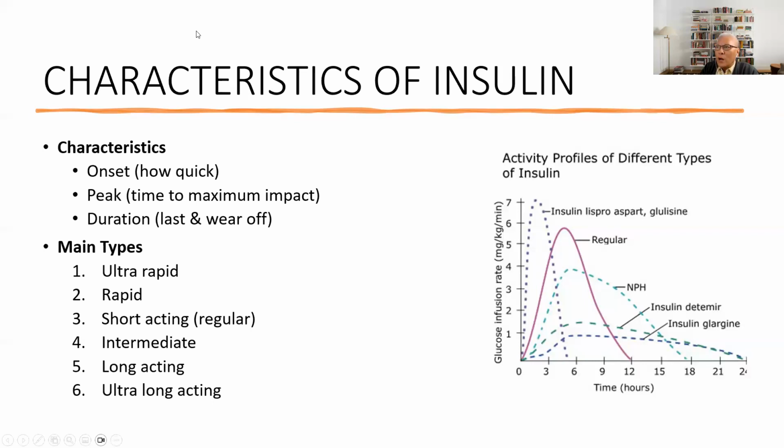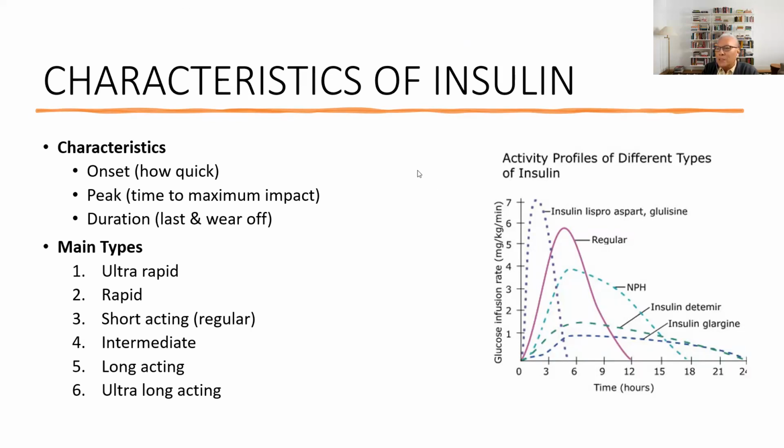So which leads us now to a discussion on what are the characteristics of insulin. Well, insulin has 3 characteristics, and they are onset, the length of time before insulin reaches the bloodstream and begins lowering blood glucose. The peak time is the time at which insulin is at maximum strength. And duration is how long the insulin continues to lower blood glucose.